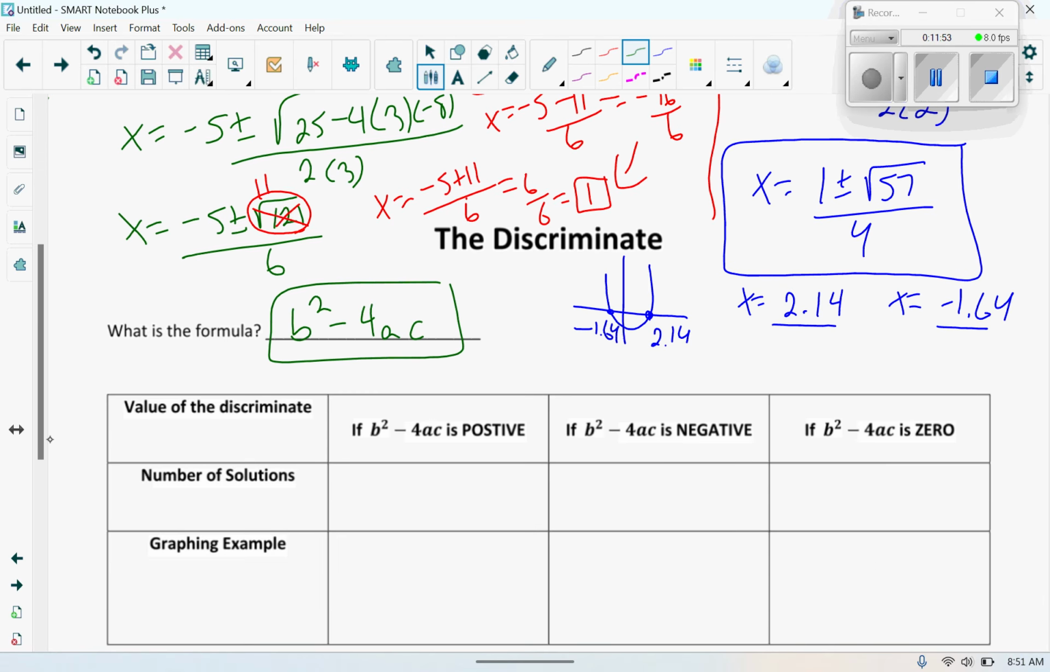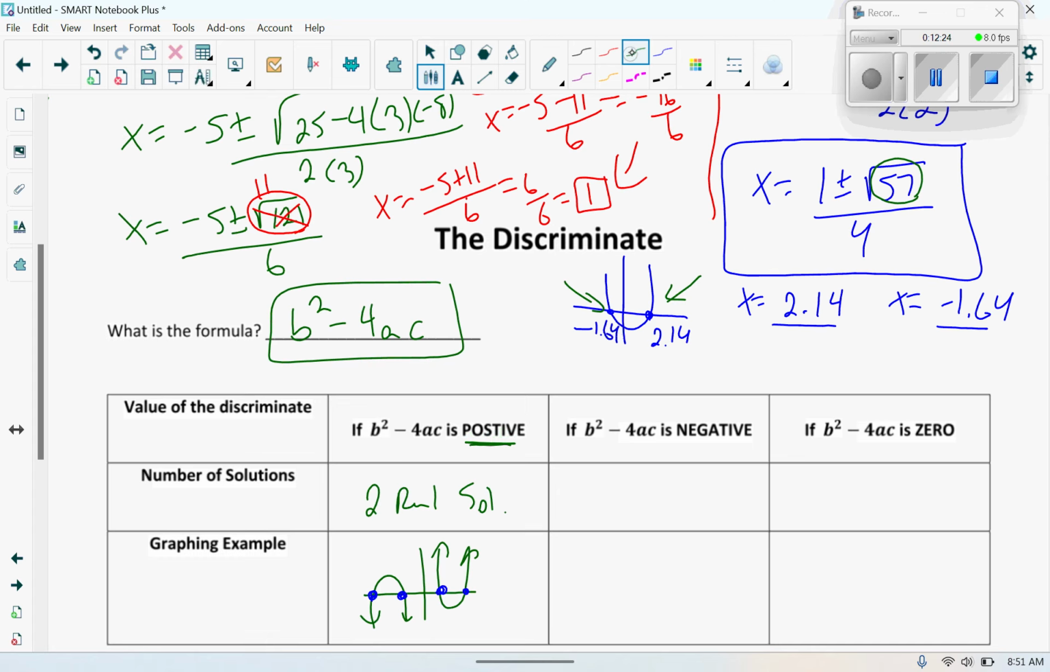Okay, so if this number is positive, you are going to have two real solutions. And what that means is just like this. Notice this was a positive 57, so it's going to hit the graph 2 times. So it's going to look something like this. It might look like that, but just notice that you're hitting it 2 times, either there or there.